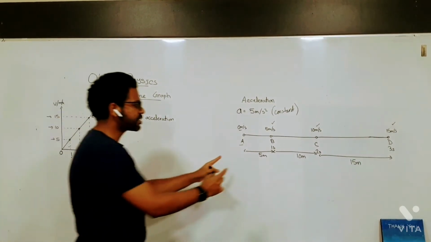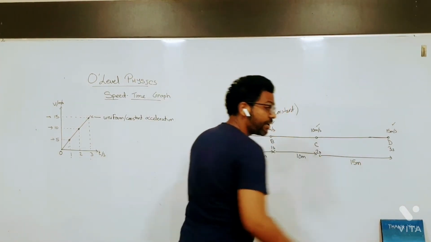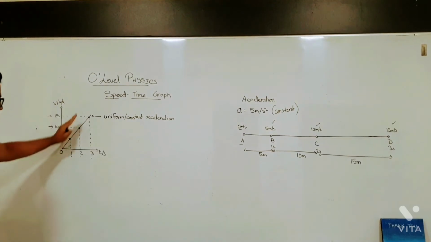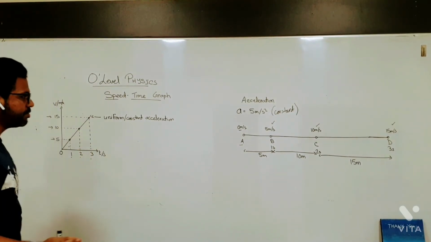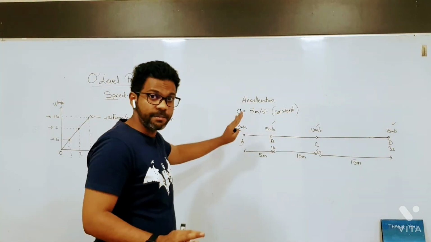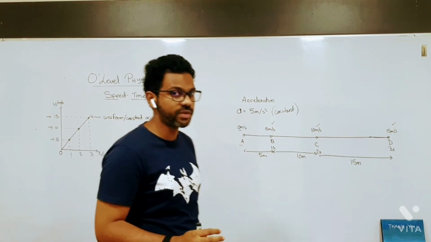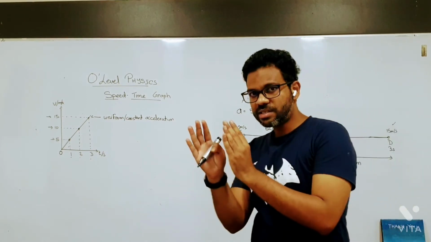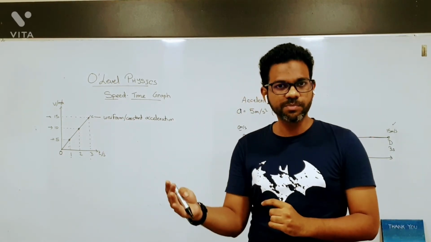No, the object is covering more and more distance in every 1 second. So when you're drawing the velocity time graph, the graph is a straight line. Now the question comes, if I had drawn a distance time graph for this one, how would the graph look like? Now that is what the students may be confused.